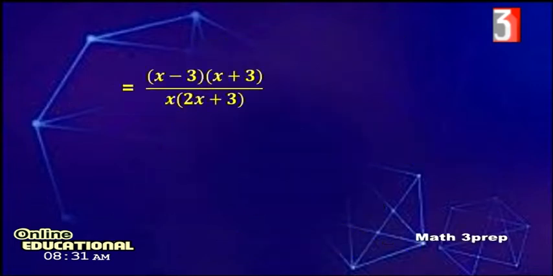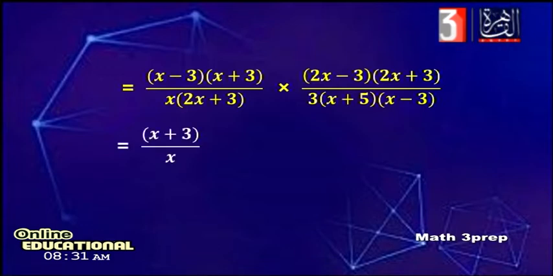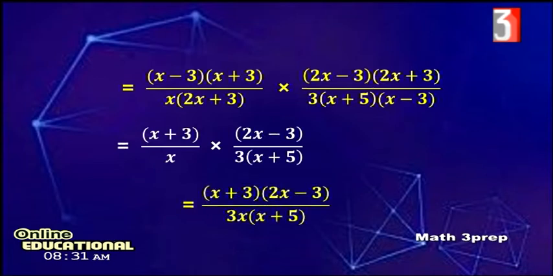(x minus 3)(x plus 3) over x(2x plus 3) multiplied by (2x minus 3)(2x plus 3) over 3(x plus 5)(x minus 3). Then by making reduction, x minus 3 with x minus 3 and 2x plus 3 with 2x plus 3, we obtain a result of (x plus 3) over x multiplied by (2x minus 3) over 3(x plus 5). This leads us to (x plus 3)(2x minus 3) over 3x(x plus 5).